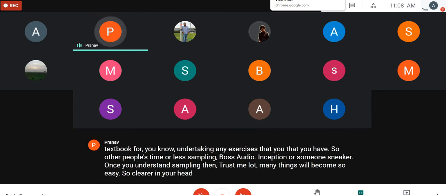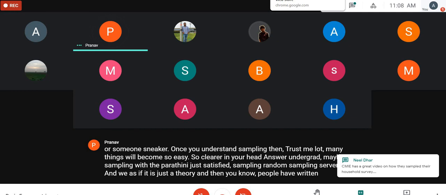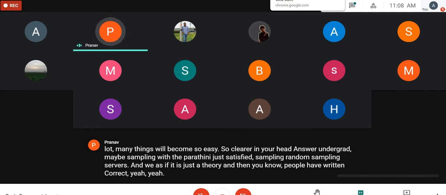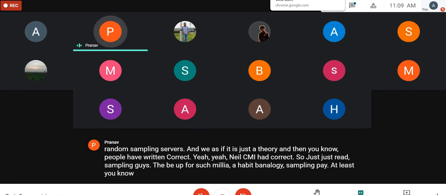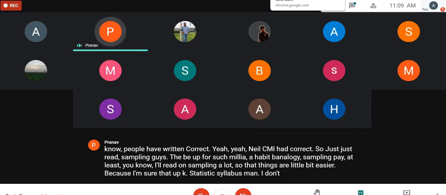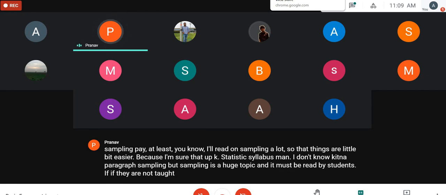I'm sure even in undergrad they don't teach sampling that much, just stratified sampling, random sampling, snowball sampling, as if it is just theory, and then people have written about it, correct. Yeah, Neil, CMI had it, correct. So just read sampling, guys. Whenever you get free time, or make it a habit to read on sampling a lot, so that things are a little bit easier. Because I don't know how much sampling was taught in your statistics syllabus, but sampling is a huge topic, and it must be read by students if they are not taught, at least.